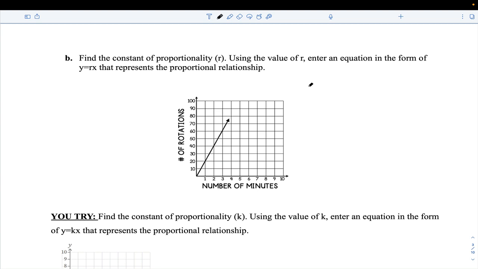The CAST problems, though, will change it on you. They'll call the constant k one problem, and then they'll call it r the next. I have no idea why. Just use them as the same. K is constant. R is also constant.